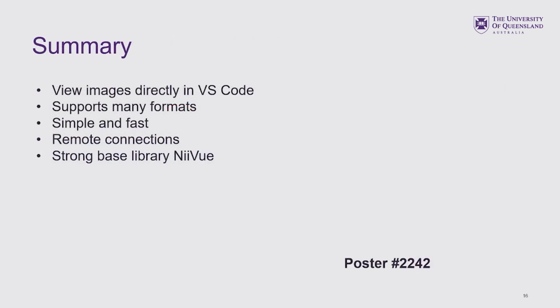And that brings me already to the summary. So we created this viewer, which makes it possible to view images directly in VS Code. It supports a great number of different formats. It's simple and fast for imaging workflows. And it supports remote connections, which greatly simplifies working with remote machines. And if you're interested in this project, also have a look at the base library NiiVue.